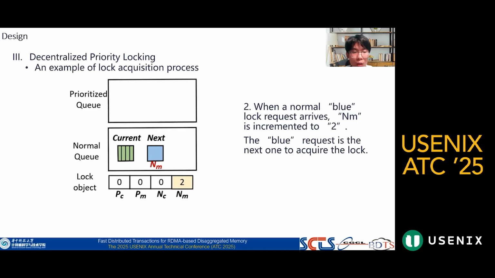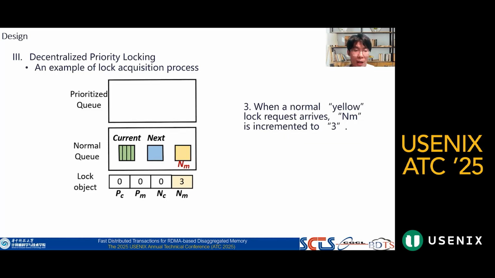A blue coordinator requests a lock and modifies the NM to 2. Since there is no request in the priority queue, the blue request is the next one to acquire the lock. A yellow request comes and modifies the NM to 3. It has to wait for the previous 2 requests to be completed.